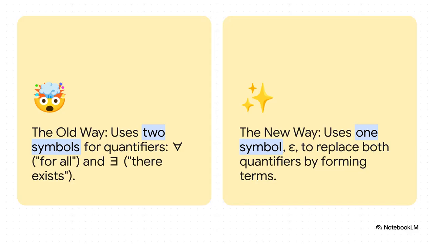And this slide just lays it out so clearly. The old way, the way we still do it, uses two symbols, that upside-down A for "for all," and the backwards E for "there exists." Hilbert's new way, just one symbol, epsilon. It gets rid of both of them. I mean, that's a huge simplification, right? At least on the surface. But how does it actually work?